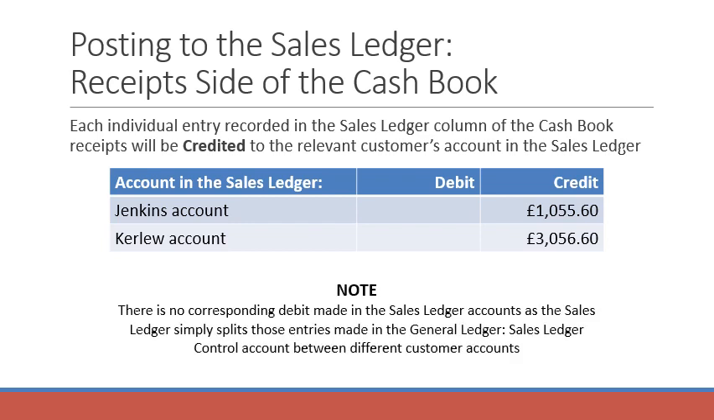Please note that there isn't a corresponding debit, because remember, the sales ledger simply looks at the sales ledger control account in the general ledger and breaks it down between different customer accounts.